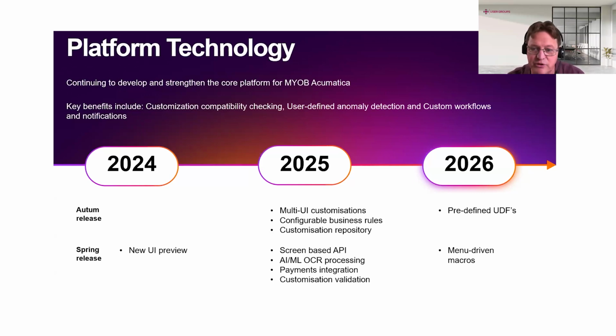You'll see down there that I've also put in 2025 AI ML OCR processing. That is absolutely an area that we're going to be focusing on. So this is where, as I said earlier on, and you'll see it coming through in some of our other slides, we are going to start bringing through some of those AI ML functions that are available in Acumatica. So OCR scanning and a couple of other areas.